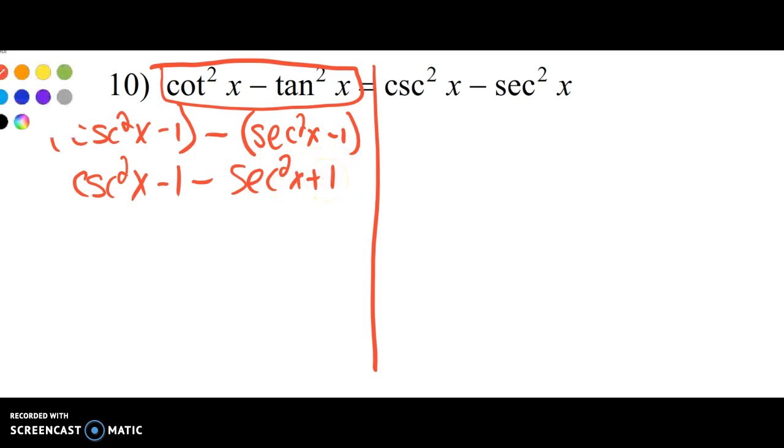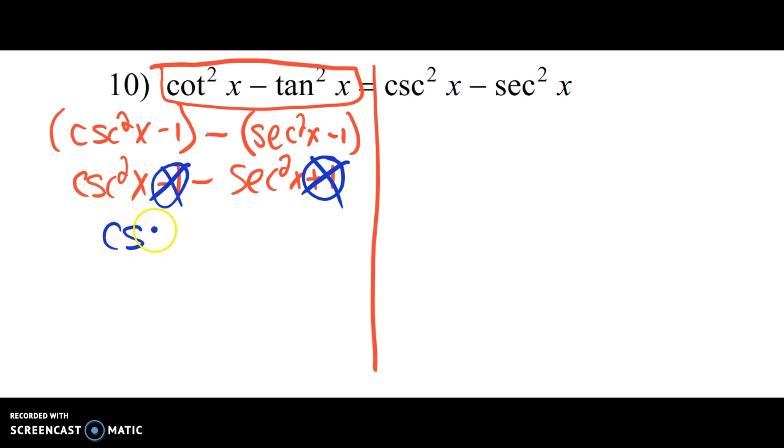Here you can see that minus 1 plus 1 are going to cancel out. I'm left with cosecant squared of x minus secant squared of x. So the only thing I did here is I replaced cotangent with its Pythagorean identity. I replaced tangent with its Pythagorean identity to get cosecant and secant into my problem.